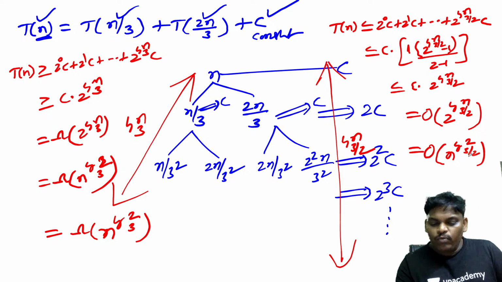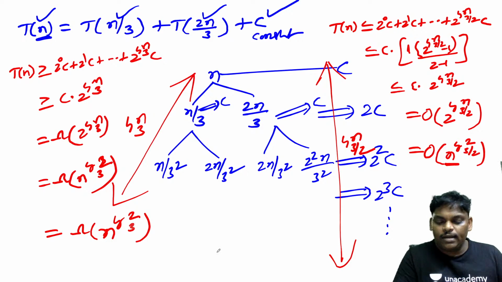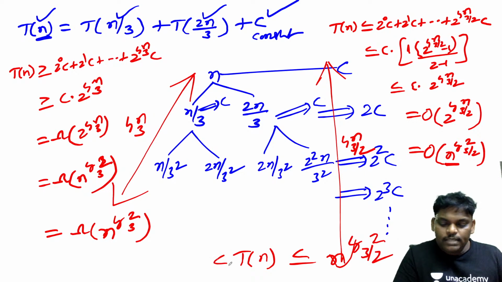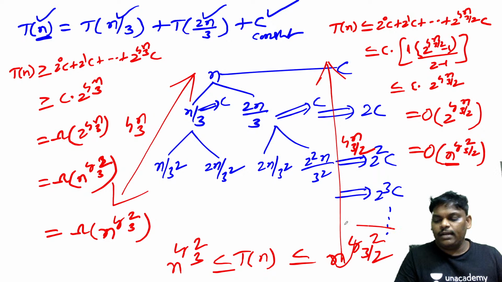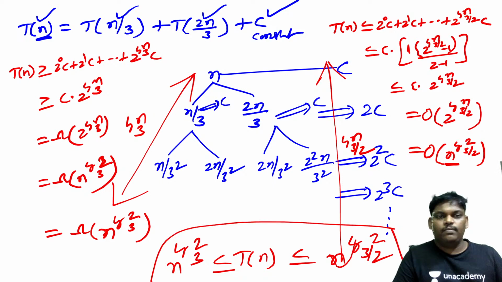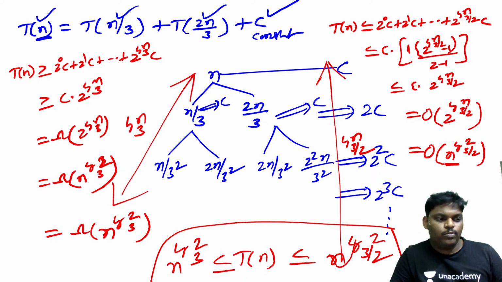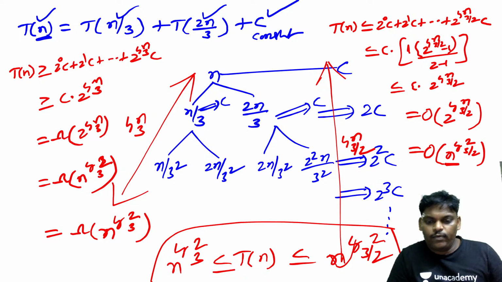Both are different: one is base 3, one is base 3/2. A base of 3/2 is smaller, and a smaller base means a bigger number. In the power, the constant matters, so you cannot write theta. The upper bound and lower bound differ, meaning T(n) is in between. The left side is n^(log 2 base 3/2) and the right side is n^(log 2 base 3). Theta you cannot write. For this problem, theta is not possible, please be clear.